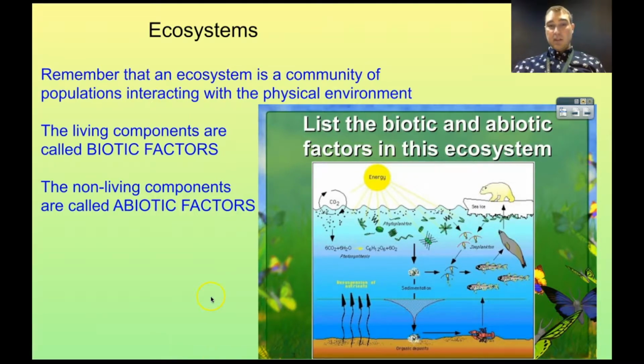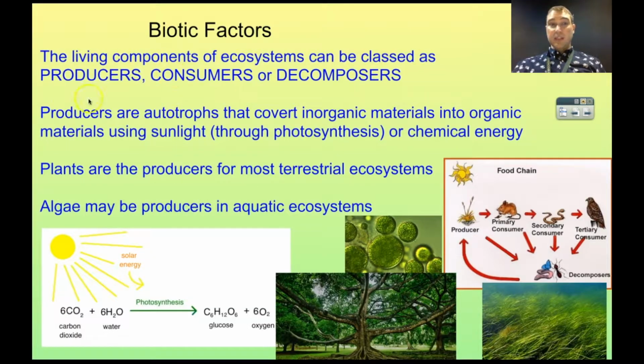So let's have a look at this picture down here. I want you to list some biotic factors, and now I want you to list some abiotic factors. So the biotic factors we can classify as producers, consumers, and decomposers.